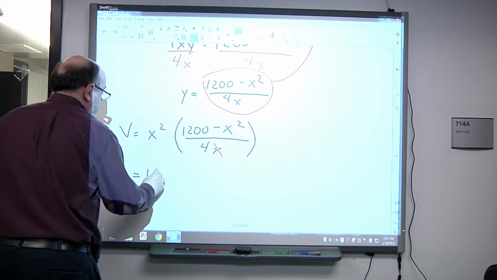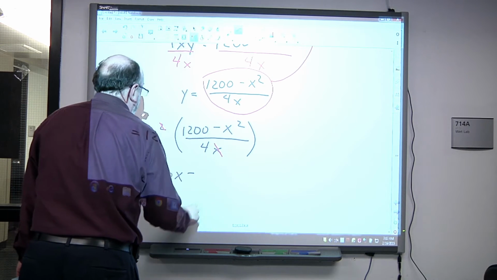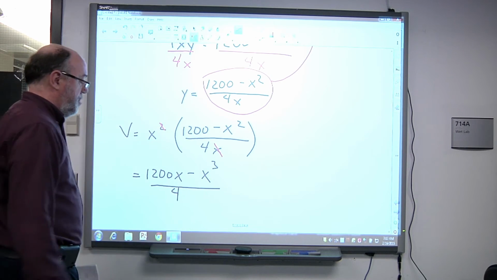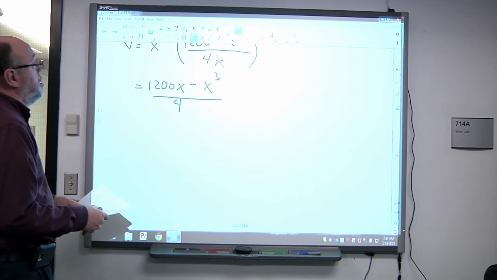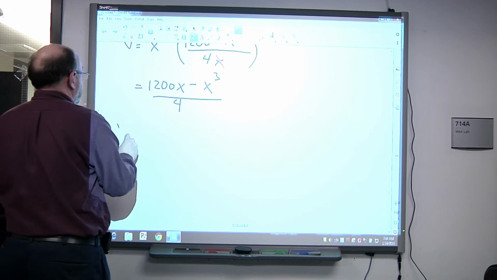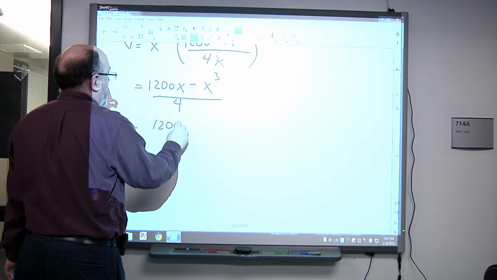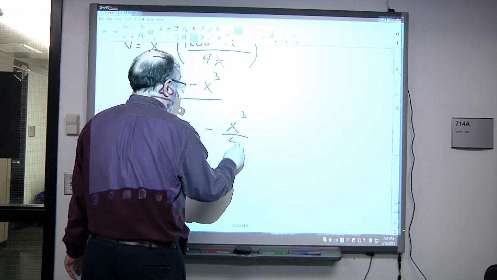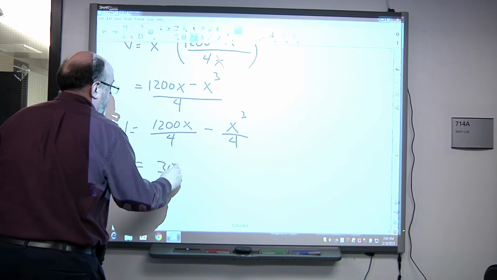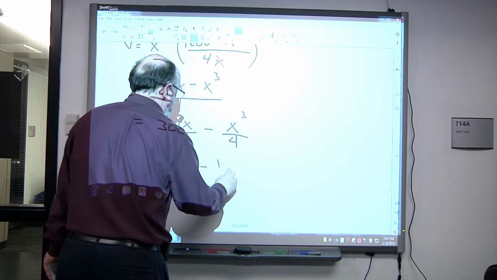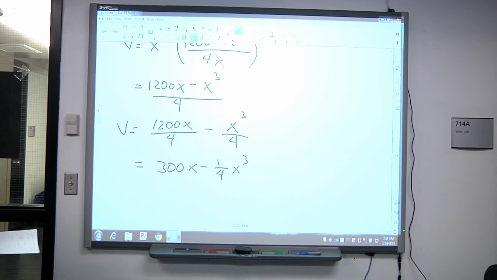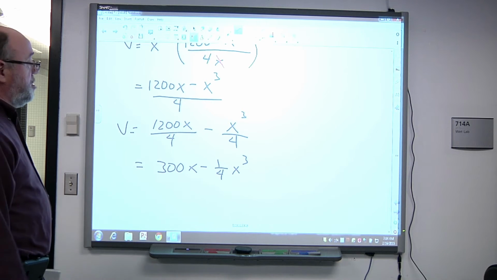And so we have 1200x minus x cubed over 4. Well, this would be the same thing as saying that this is going to be 1200x over 4 minus x cubed over 4. So this will be 300x minus 1/4 x cubed. Right? So we just did a real bit of rearranging here. Right? So now we have my equation of my volume in terms of one variable.